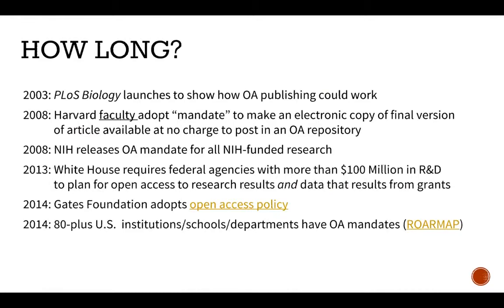While it may seem that open access is a modern idea, the movement actually dates to the 1960s. Our timeline picks up with 2003 when the Public Library of Science, or PLOS, launched to show how open access publishing could work. They now have an extensive suite of journals that are particularly strong in the life sciences.